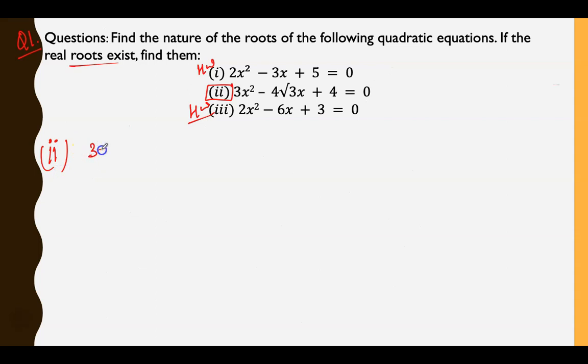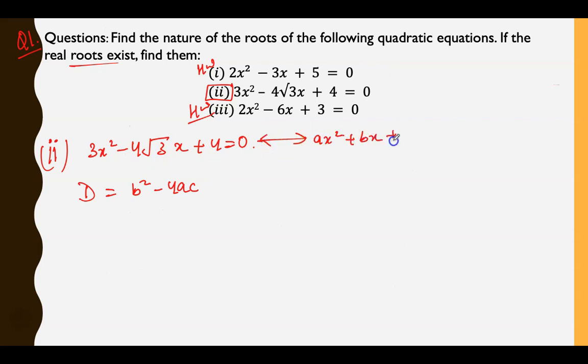So let's note down your second part, that is 3x square minus 4 root 3 x plus 4 is equal to 0. So firstly, to find the nature of roots, we have to find the value of d, that is the discriminant, which is equal to b square minus 4ac. So firstly, compare your equation with ax square plus bx plus c equals to 0 to obtain the values of a, b and c. If you observe, there is x square here and x square there, so the coefficient of x square is a, and that is equal to 3. b is equal to minus 4 root 3 and c is equal to 4. Please substitute these values in this formula.